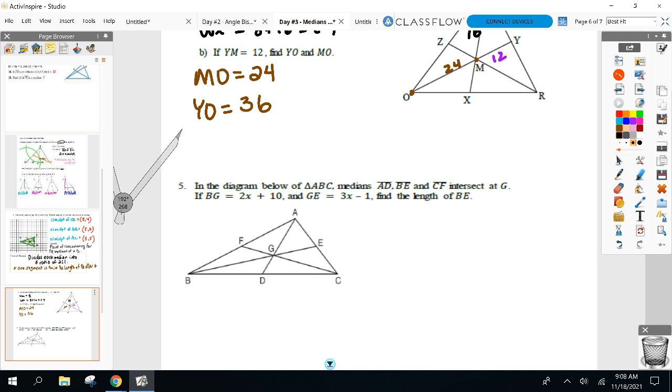Look, read the directions here, and then I'm going to get fired up. Medians AD, BE, and CF. They're all medians, right? Whoa. They're all medians? What's G then? Yeah, centroid. Not circumcenter, not incenter. Medians. That's got to be the centroid. Now I start thinking about 2 to 1. BG is 2x plus 10. GE is 3x minus 1.